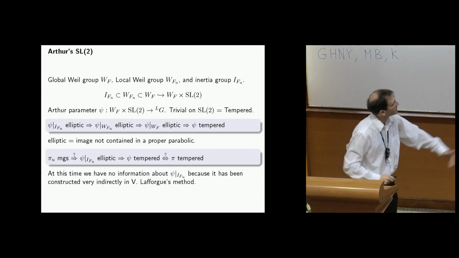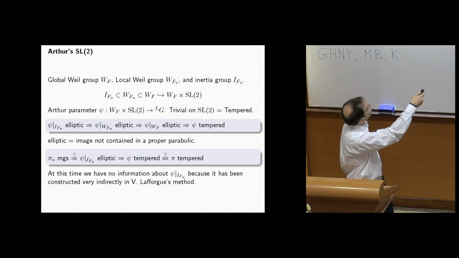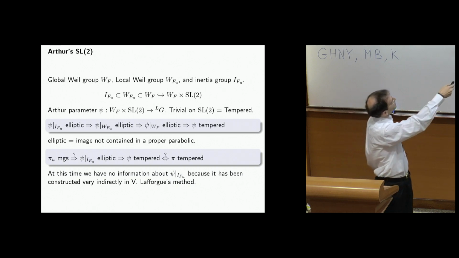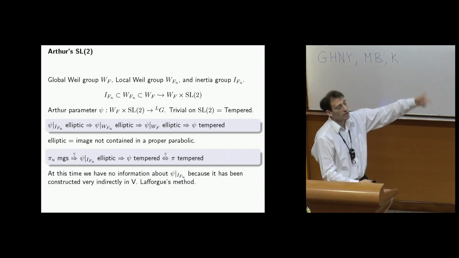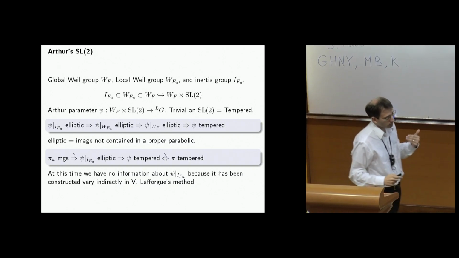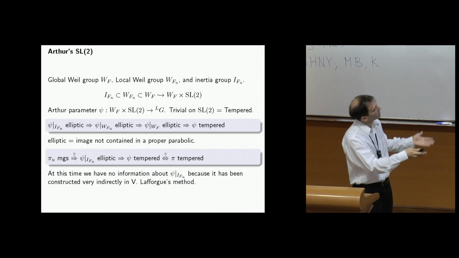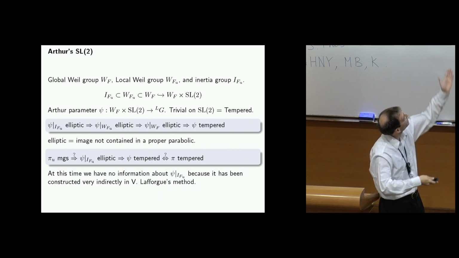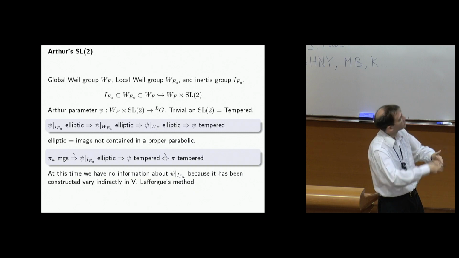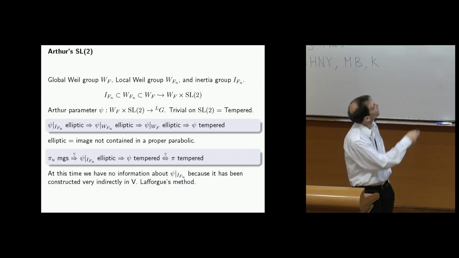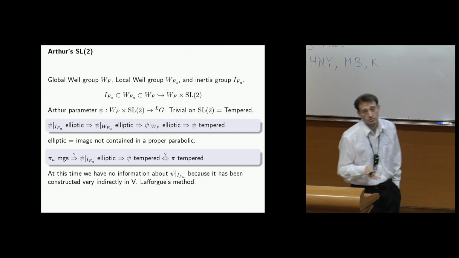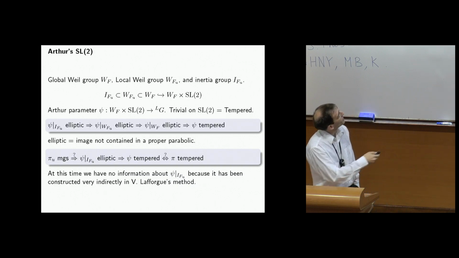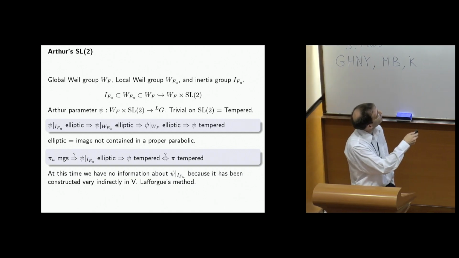Now, if you want to go to the automorphic side, you start from a pi, like in Arthur's situation. We believe that if it's MGS, then the local parameter is elliptic, in fact not just on W but also on inertia. I'm going to talk about base change soon, but base change on the Galois side corresponds to killing Frobenius, so you have to be elliptic on the inertia part. There is a question mark here because that's not at all known. But if it were known, then that's explained.